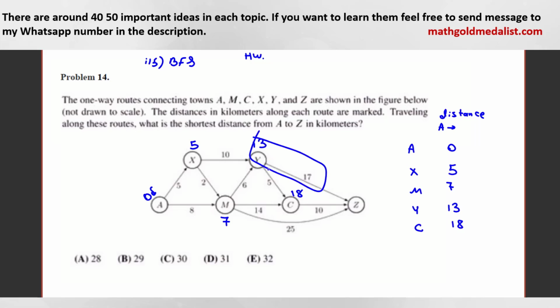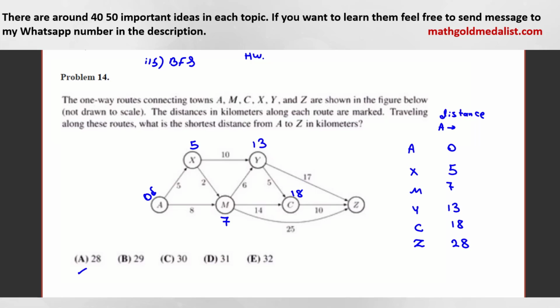13 plus 17, 30. 18 plus 10, 28. And this one is what? 25 plus 7, 32. So 32, 28, 30. Which of them is better? Obviously 28. So Z is 28. And the answer is 28, which is choice A.